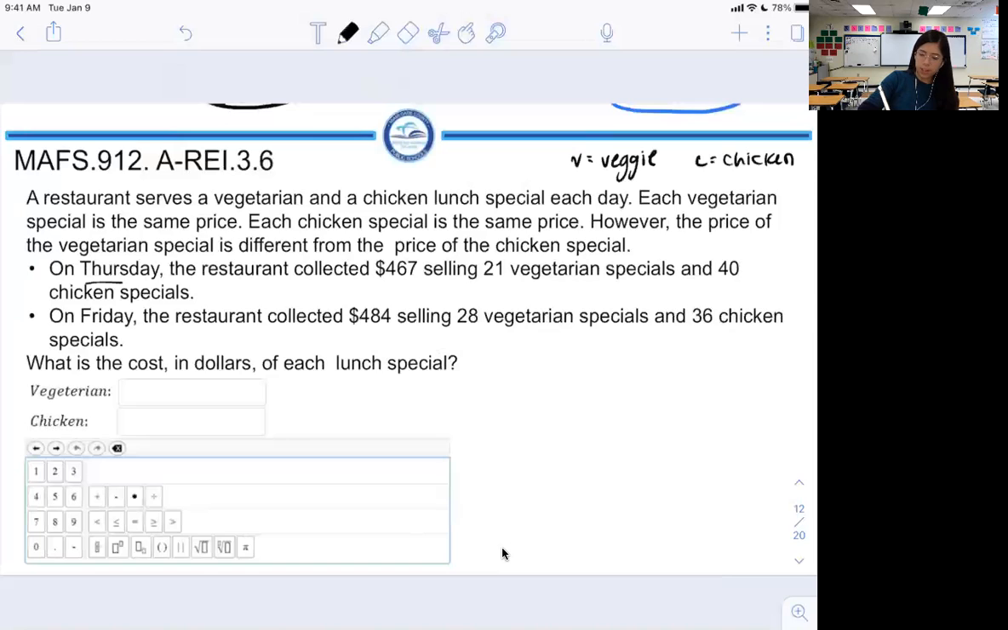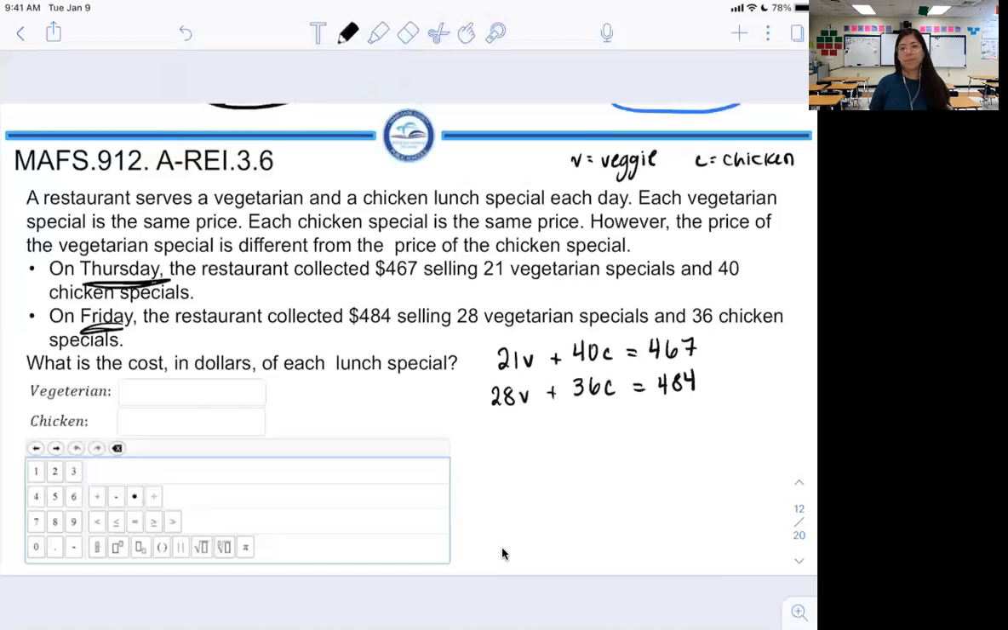So for Thursday, I would have 21V plus 40C equals 467. And then for Friday, I would have 28V plus 36C equals 484. Okay. So we don't really have the best numbers in the world to work with, but there is something that I see we could possibly do right away.